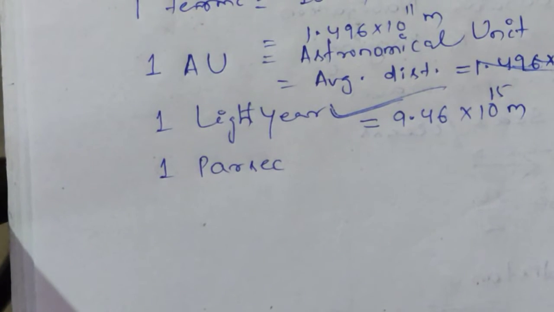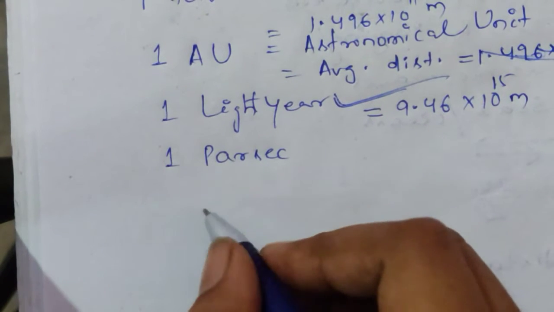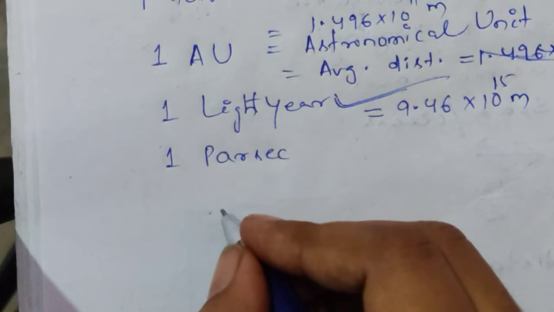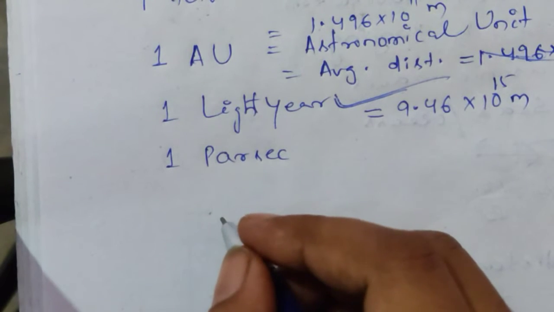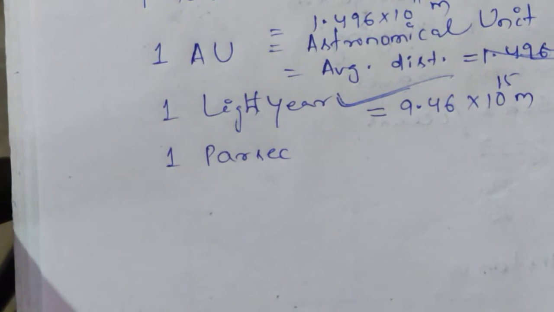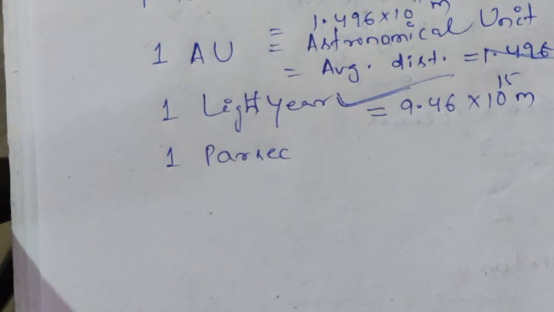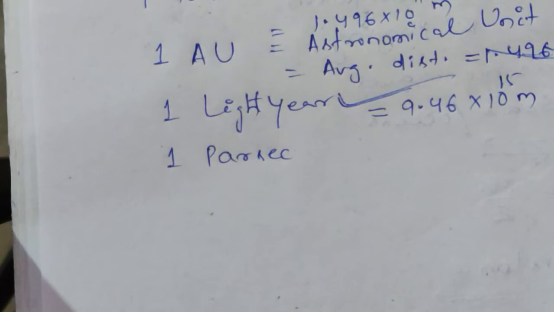Okay, now parsec is very important. It is also a measurement of length, but this is the measurement of distance at which an arc of length 1 astronomical unit subtends an angle of 1 second of arc. I know, getting very confusing, but let me explain it clearly.